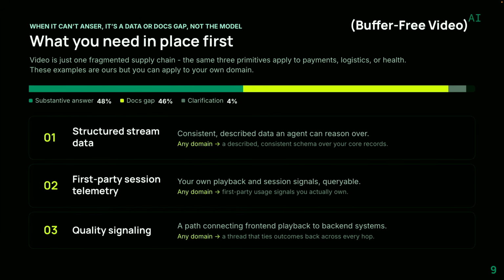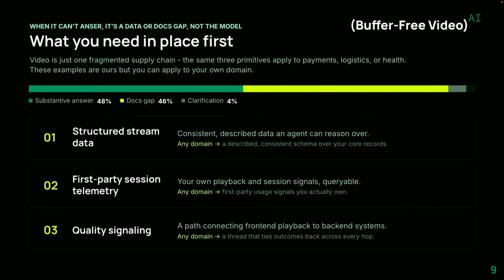All right, so here's what you need before any of this works. About half the time the agent gives a real answer, and almost the other half it can't. And when it can't, it's almost never the model's fault, right? It's missing data or docs it couldn't reach. On the hardest days, we see the gap at 70%, and a lot of it is just broken links we can fix, right? So this goes to Daniela's presentation from yesterday, right?